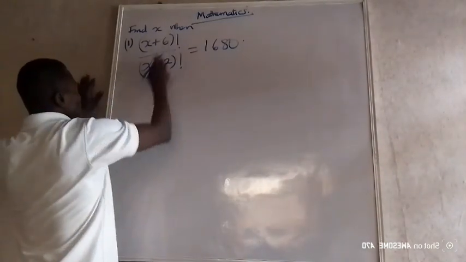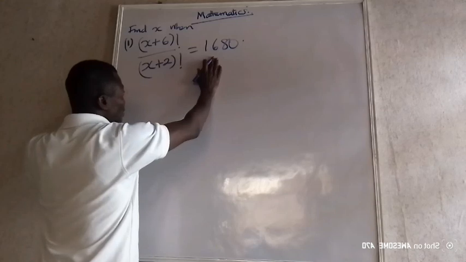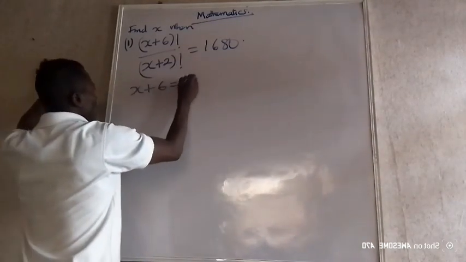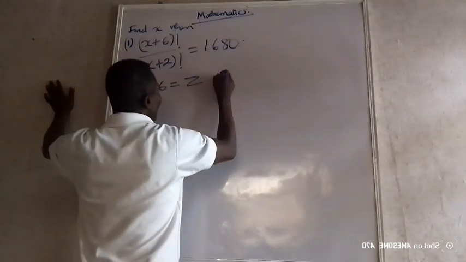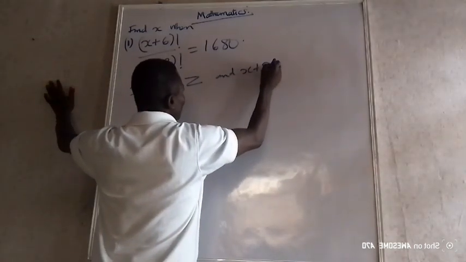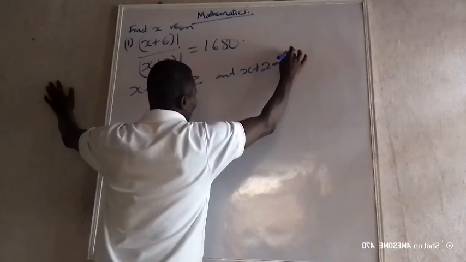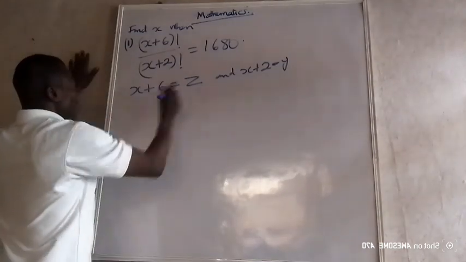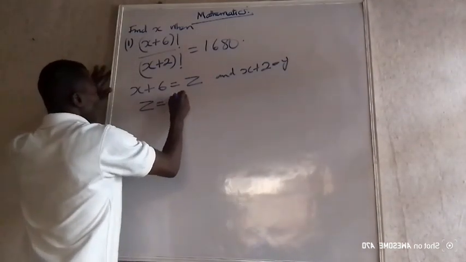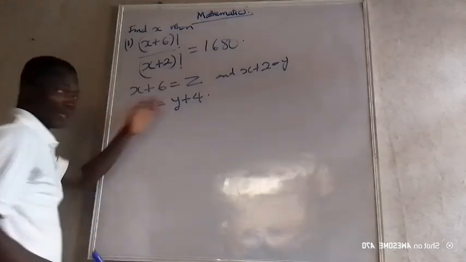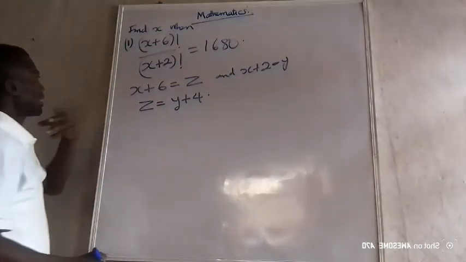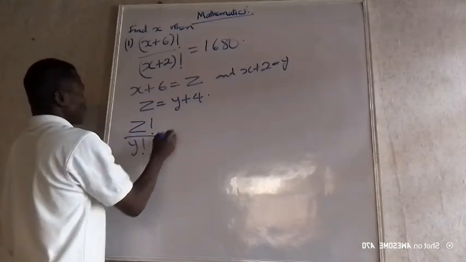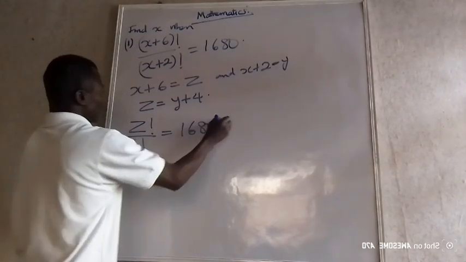We have (x plus 6) factorial divided by (x plus 2) factorial is equal to 1680. So let's make x plus 6 to be z, and x plus 2 to be y. But we know one thing, that z is equal to y plus 4. So we can now say z factorial over y factorial is equal to 1680.